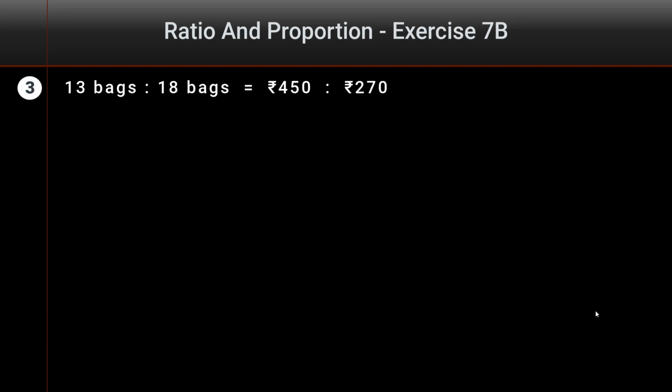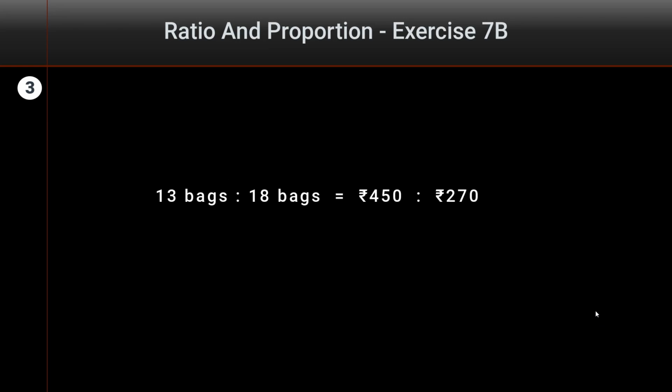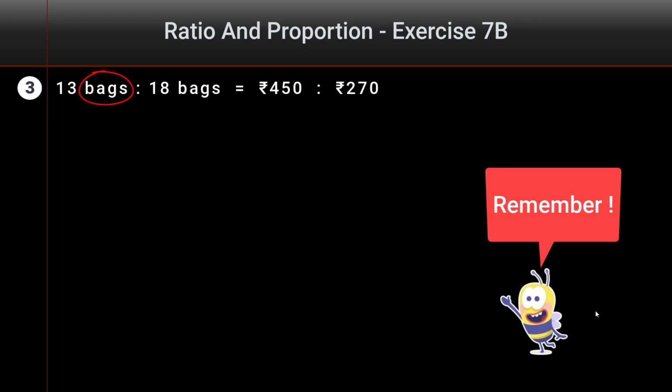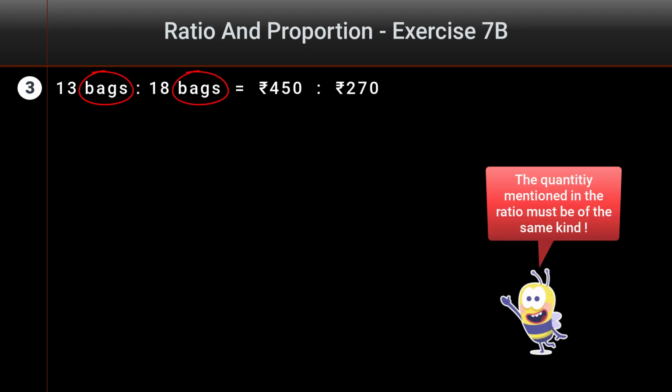Let's move on to the third sum. 30 bags is to 18 bags is equal to rupees 450 is to 270. We need to check if the given statement is true or false. Always remember, when you get a question with quantity, please ensure that the quantities are of same kind.